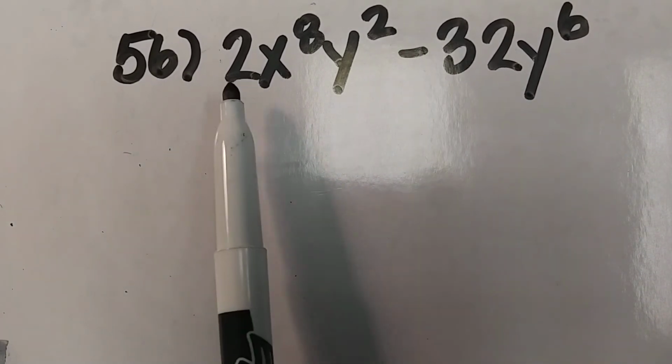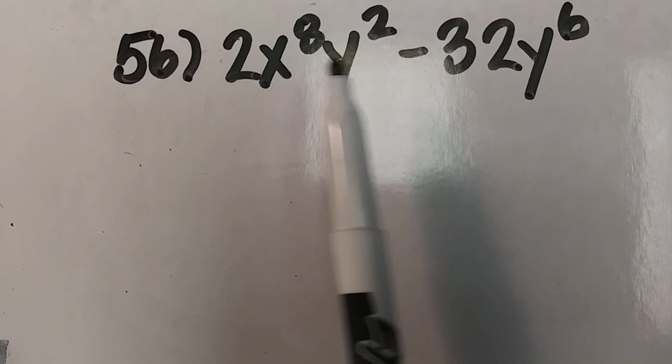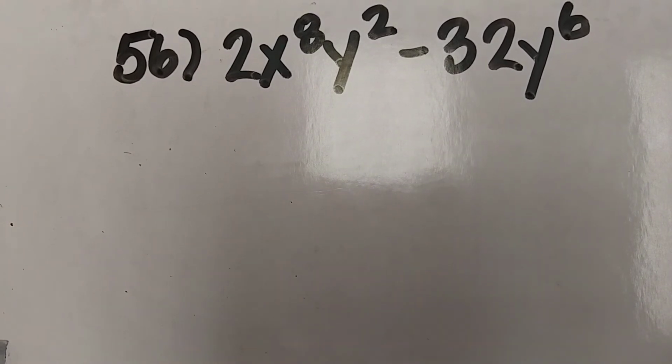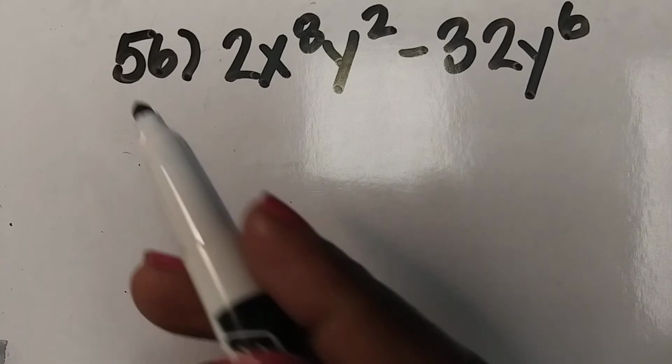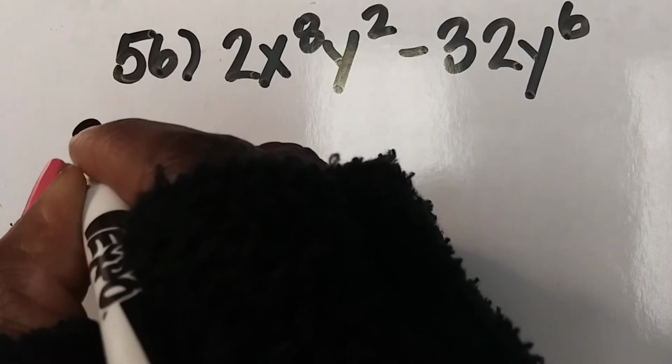But I notice I can't take the square root of 2. I can't take the square root of 32 and find an integer. And we know integers are the positive whole numbers, negative whole numbers, and 0. So I cannot find two of the same whole numbers that multiply to give me 2, or to give me 32. So it's not a difference of two squares. But I can find a GCF. 2 and 32, I can factor out a 2.